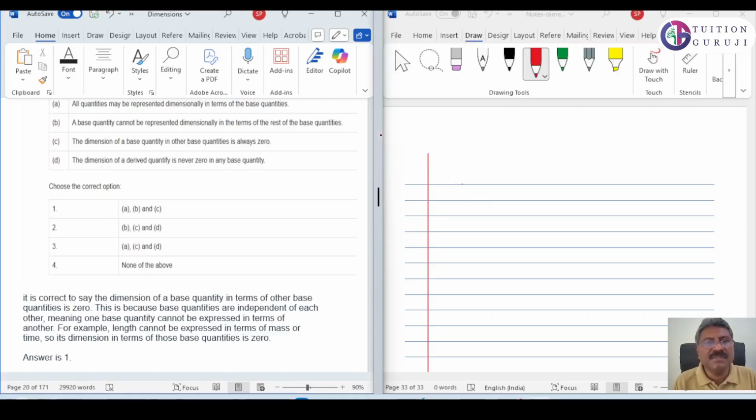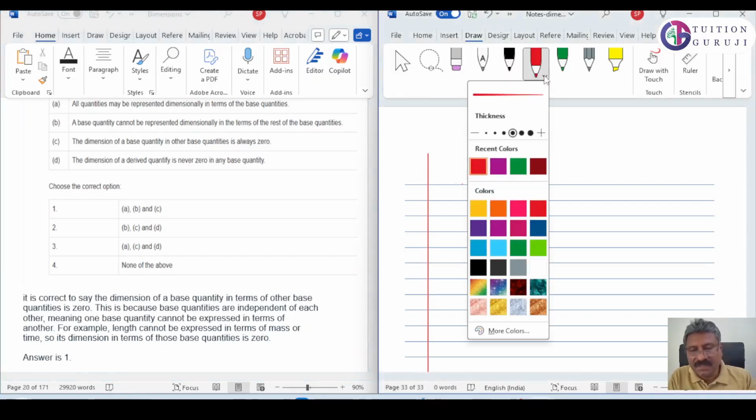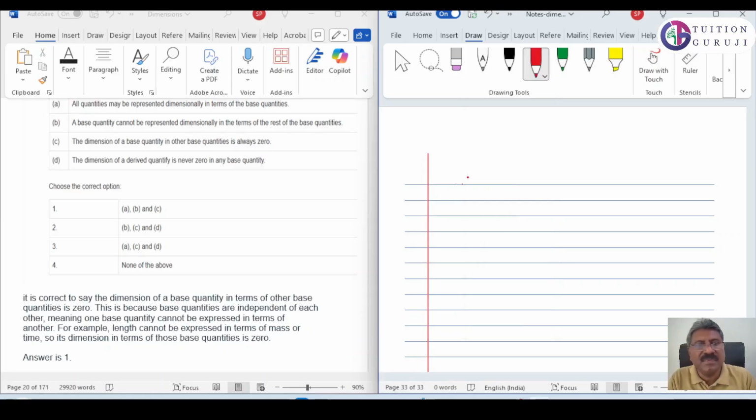So when you say all quantities may be represented dimensionally in terms of the base quantities, that means that's why they are called the base quantities, because all other quantities can be derived using these base quantities. So that statement is correct.